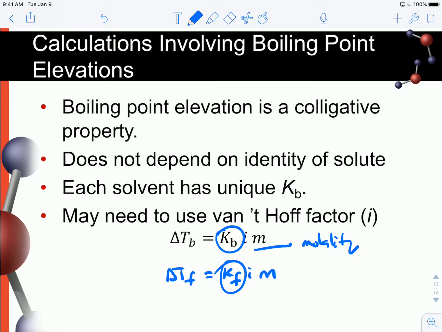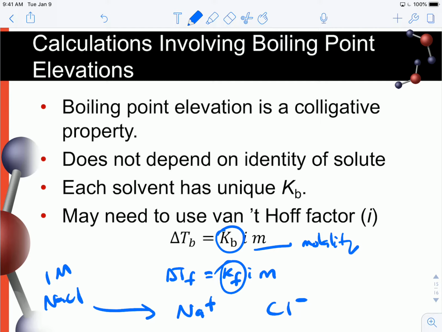i is the van't Hoff factor. It's introduced at the very beginning of your chapter, but I haven't talked about it until now. i is basically the number of particles in solution. So if I have a 1 molar solution of sodium chloride, ultimately when that goes into solution, I wind up with 1 mole of sodium ions and 1 mole of chloride ions if I have a liter solution, right? So that's what the i factor is. It tells you the number of particles because that's what's important with colligative properties, the number of particles.